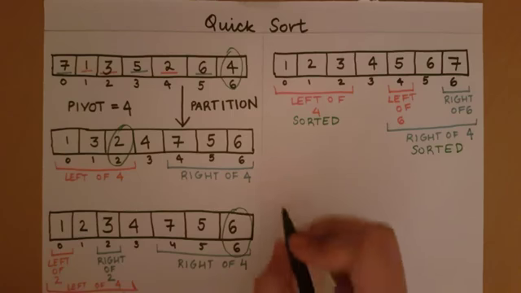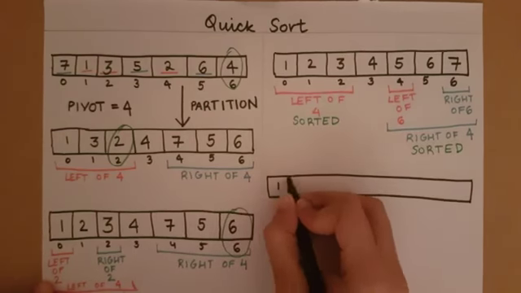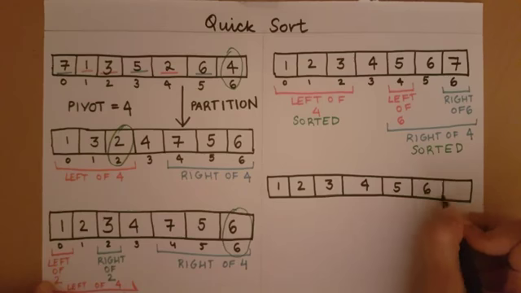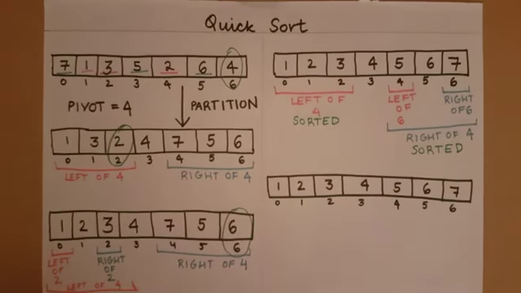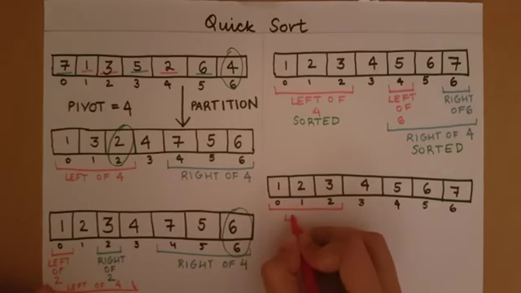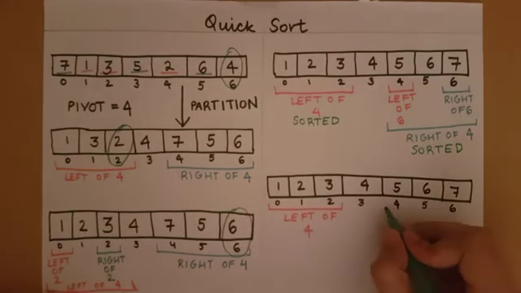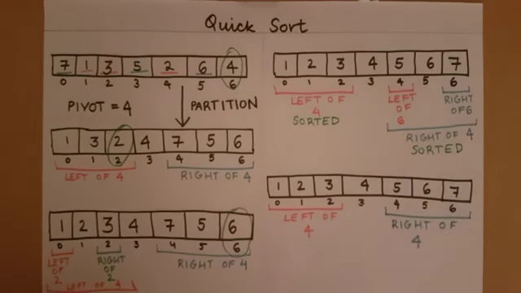Let's see what our array looks like now. We have already stated that the left of 4 has been sorted, and we have just found out that the right of 4 has been sorted as well.